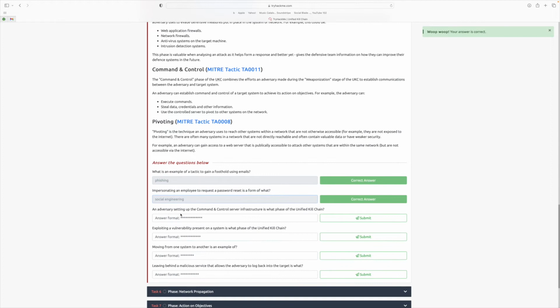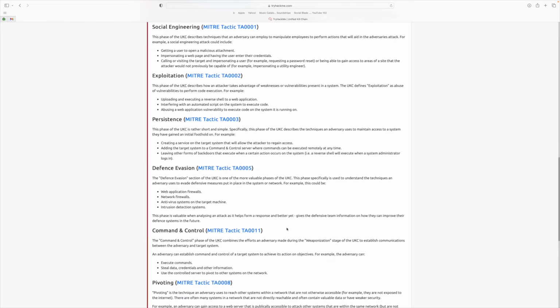An adversary setting up the command and control server infrastructure is what phase of the unified kill chain? Command and control. That's going to be weaponization. Exploiting a vulnerability present on a system is what phase of the unified kill chain? That should be exploitation.